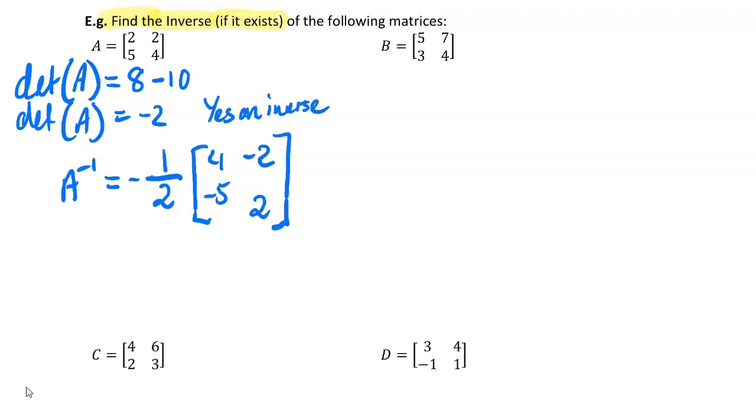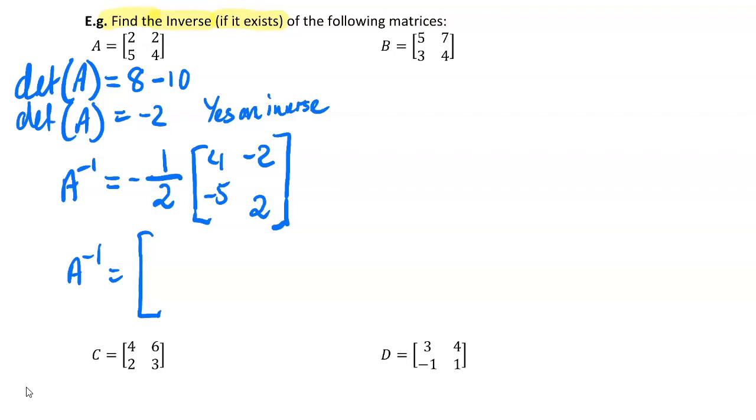Now this one I might put the fraction in to make it all one matrix. So inverse of A equal to negative a half times by this matrix. If you remember, that means you've got to times each of the elements by negative a half.